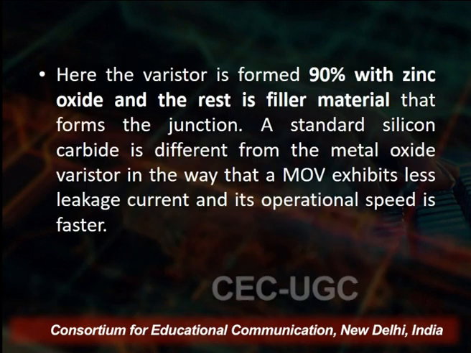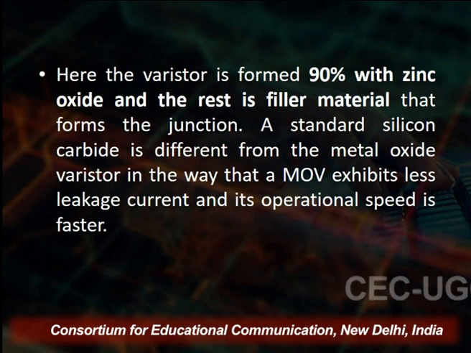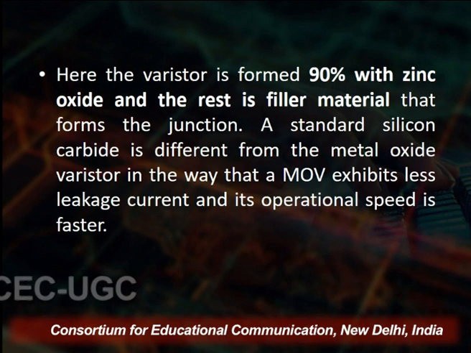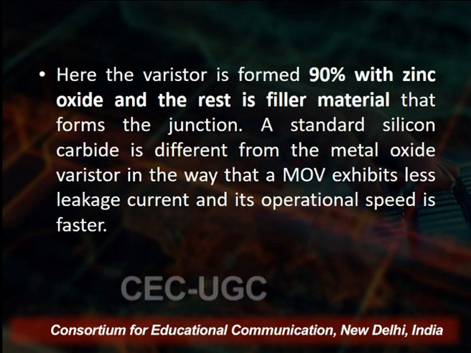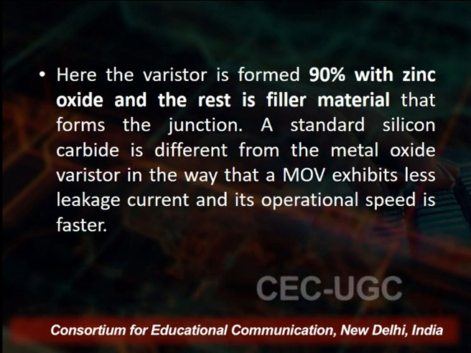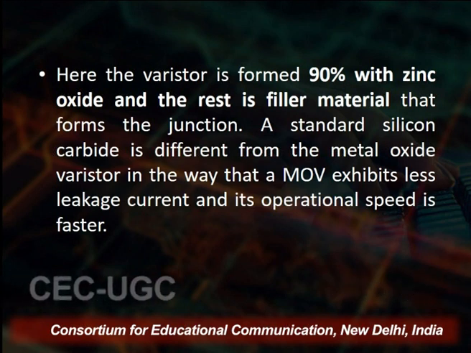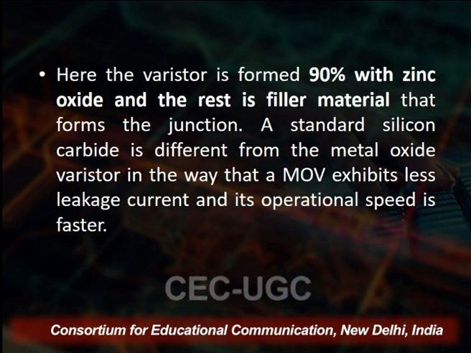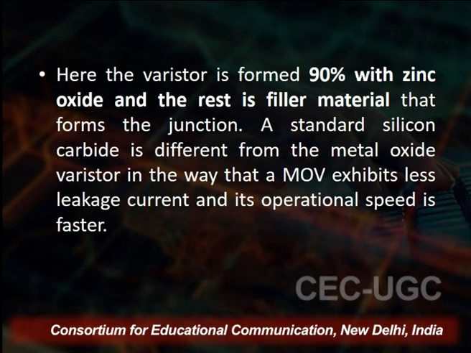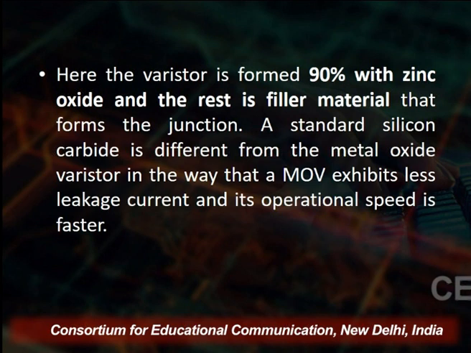Capping will be there. Here the varistor is formed 90% with zinc oxide, and the rest is filler materials that form a junction, connected with the two terminals. A standard silicon carbide varistor is different from the metal oxide varistor in that the MOV exhibits less leakage current and its operation speed is faster as compared to the other.